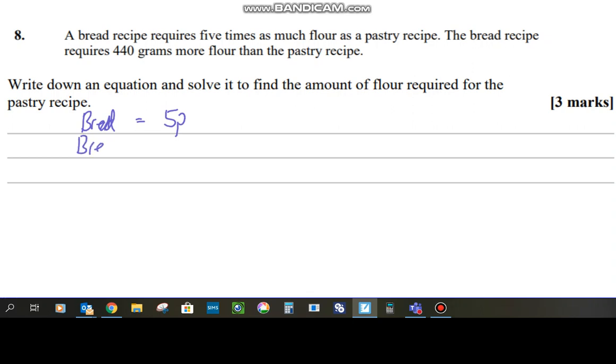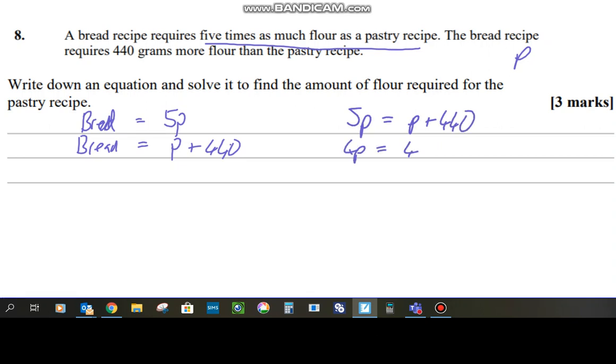But also, in the second sentence, so that's the first one done, bread 5 times as much flour as the pastry recipe. So the amount of flour is going to be p. That's the amount of flour for the pastry recipe. The bread recipe requires 440 grams more flour than the pastry recipe, so the bread is also the amount in the pastry recipe plus 440. So if those are both equal to bread, they're both equal to each other. And so 5p is equal to p plus 440. So if we just subtract off the p, 4p is equal to 440 and p is equal to 110. And that's grams, obviously.